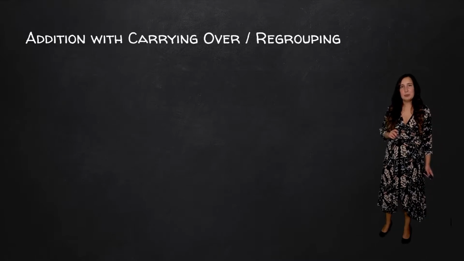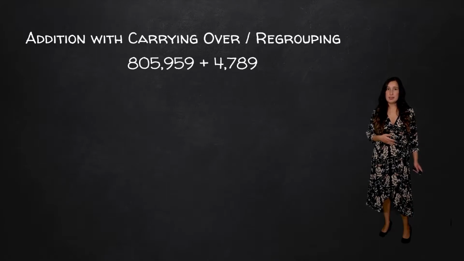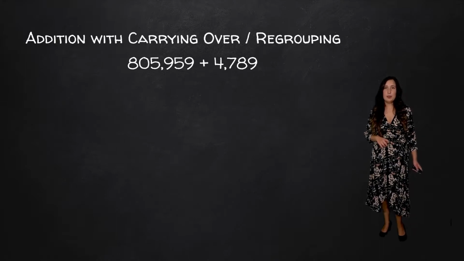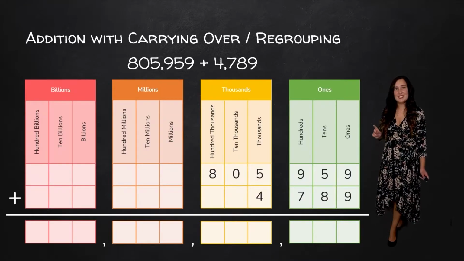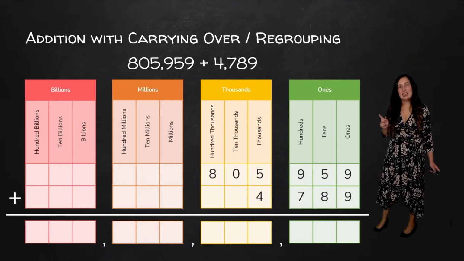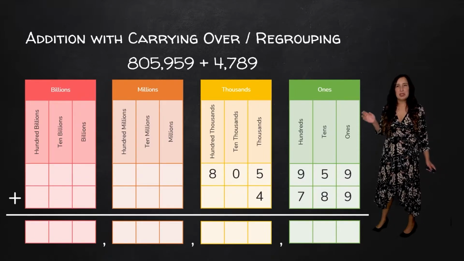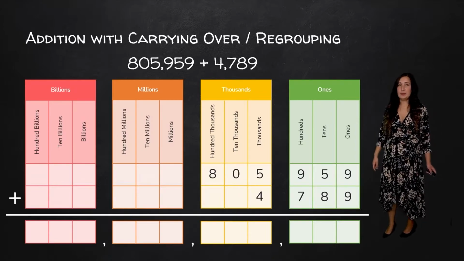And in our next example, we're going to carry over, regroup. Those terms mean the same thing, and you could use whichever one you feel more comfortable using. Just know that they mean the same thing. And for this example, we're going to use 805,959 plus 4,789. And again, it's very important that we line up our place values. So here I did add the chart to help us line them up. And once you're more comfortable doing so, you don't have to use the chart, but here our numbers are, okay?